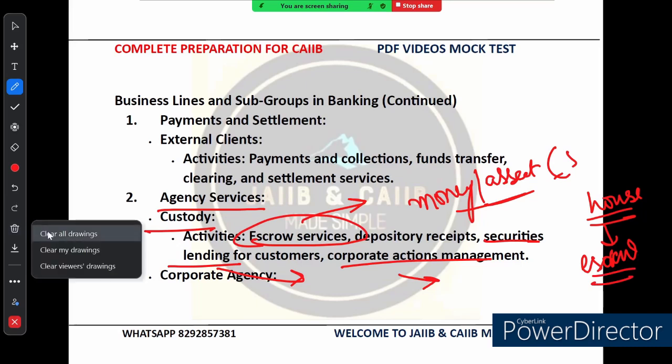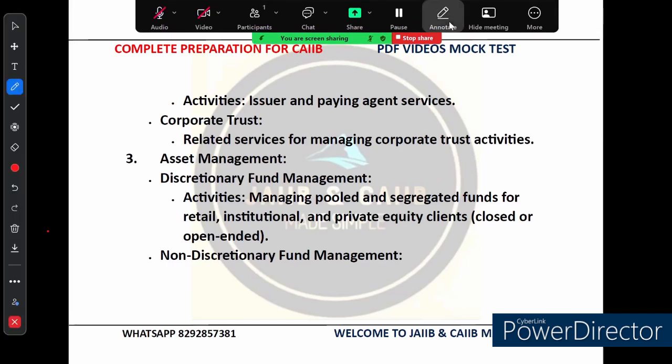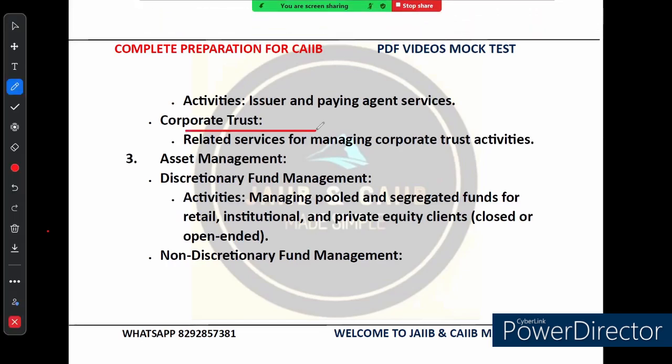Now let's talk about corporate agency and trust services. What is this all about? Banks also offer services like corporate agent and corporate trust. This includes, first, issuer and paying agent service. What does it mean? It is where the bank helps companies issue bonds or pay dividends to the shareholders.